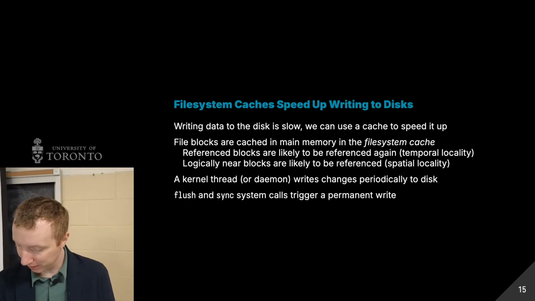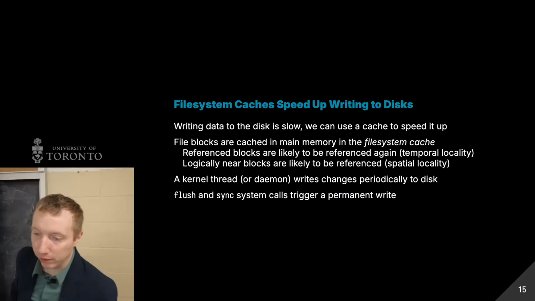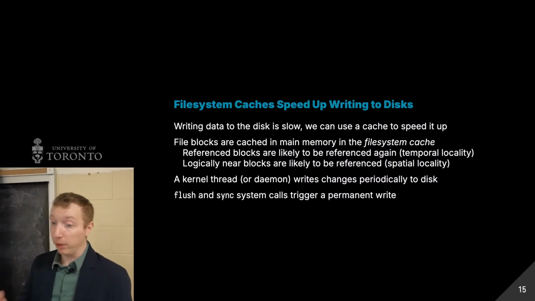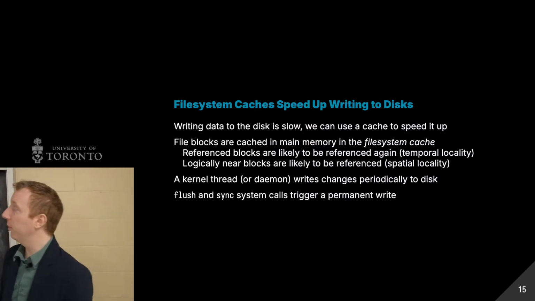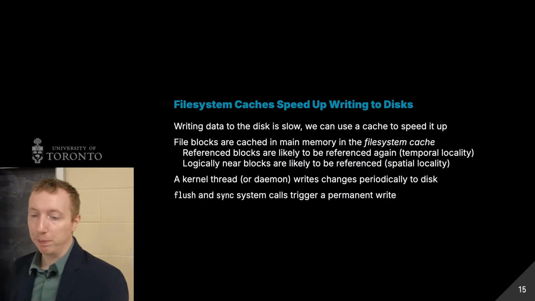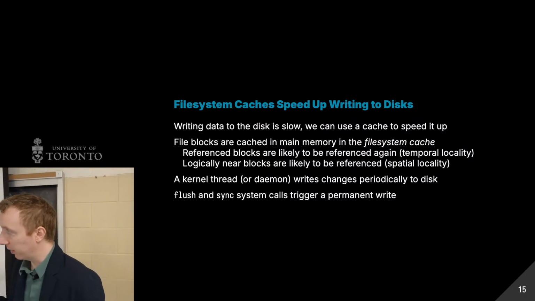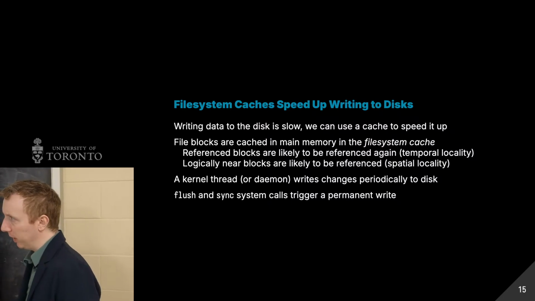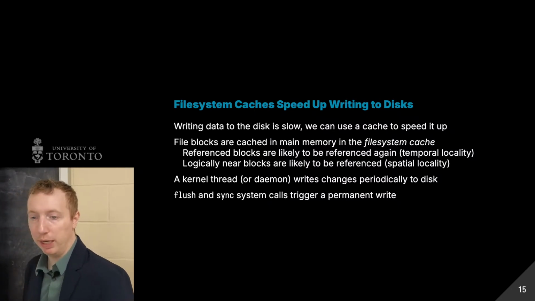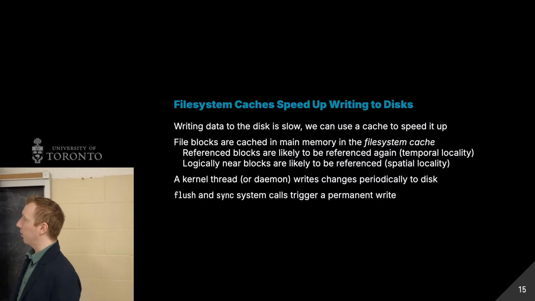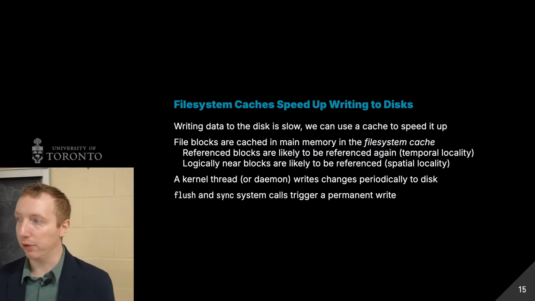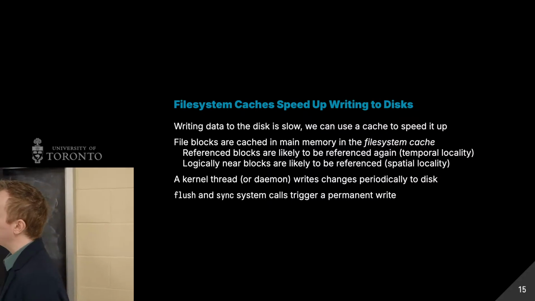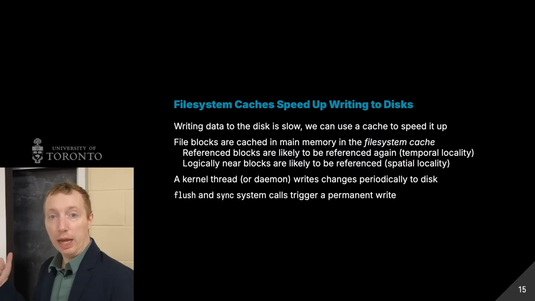All right, so other little fun things. File systems have caches that speed up writing to disk. Writing data to a disk is slow, so we can use a cache to speed it up. The actual blocks that represent the file can be cached in main memory, especially easily if they're the exact same size as a whole page of virtual memory. And typically the kernel will have something called a file system cache, where if you update the contents of the file, it won't actually write it to disk because that would be slow.